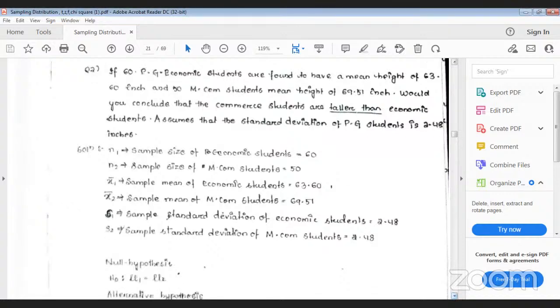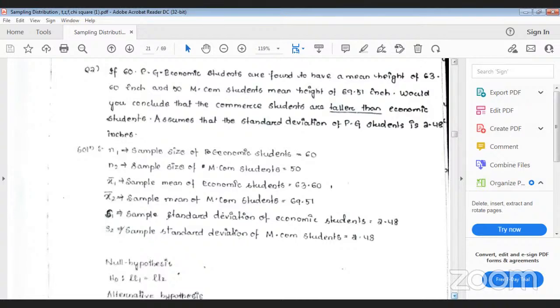60 PG economics students are found to have mean height 63.60 inches, and 50 MCom students, mean height is this much. Would you conclude that the commerce students are taller than the economics students? So commerce and economics students we have taken, sample sizes are given, and taller than is given. N1 is the sample size for economics, and N2 for MCom. So 60 and 50 are given to you.